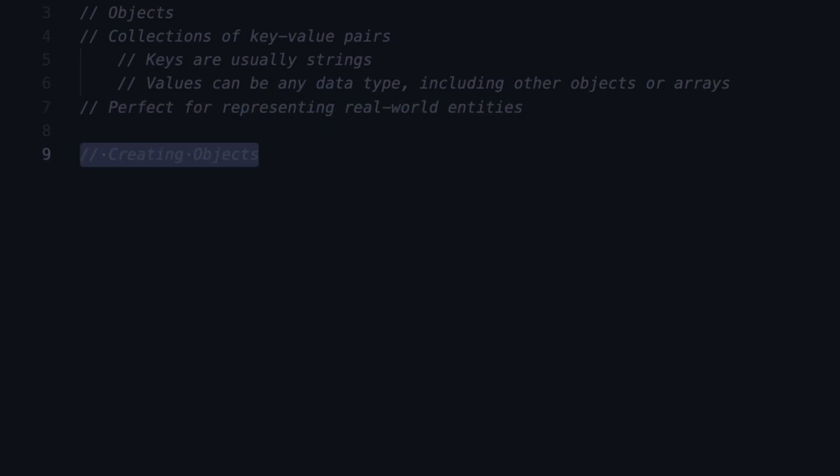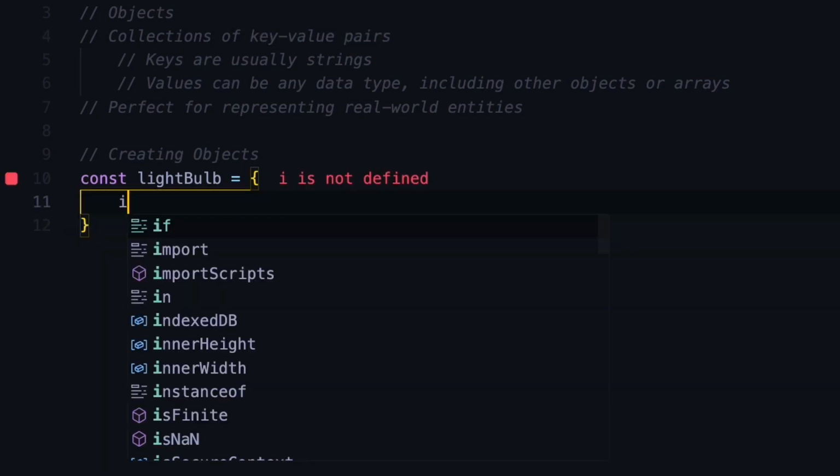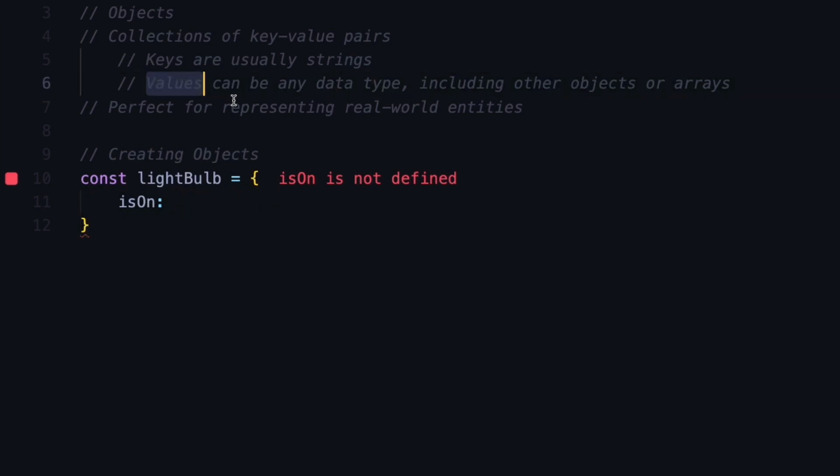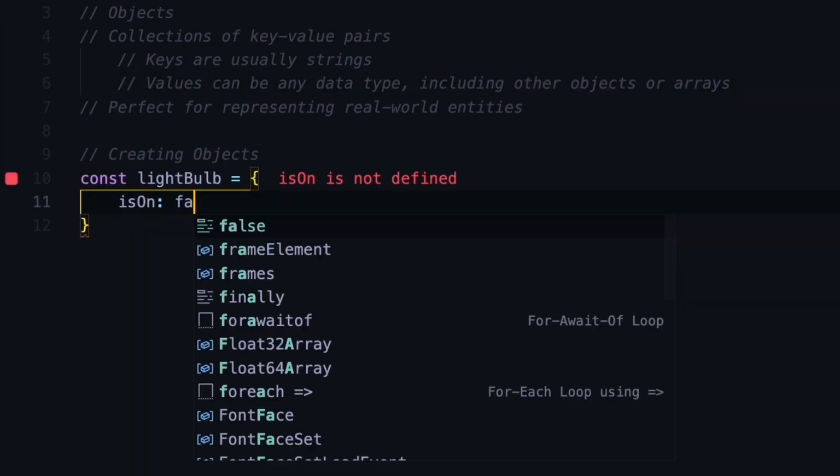Let's see how we can create objects in JavaScript. We can use object literals, or curly braces, to define the object structure, and then we usually store this inside of a variable. Let's say we define a variable lightBulb and we assign it to be this object. And inside of the object we have those key-value pairs that we talked about. An example key here can be isOn, which indicates whether this light bulb is on or off. And in front of it we define the value, which can be any data type. And in this case it can be boolean. For example, this can be false.